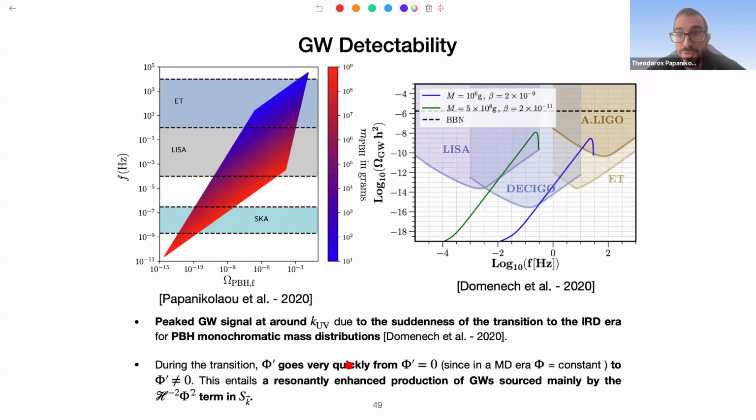More physically, to understand this peaky behavior, one should identify the dominant source term of the induced gravitational waves. For our case, it's this term which is proportional to the derivative of the gravitational potential squared. And how phi behaves during the transition: in particular, during the MD era, phi is constant. So we start with a phi prime which is 0, which goes to something non-zero during the late radiation domination era. So due to this term, one gets a resonant enhancement of the gravitational waves around the UV cutoff scale.